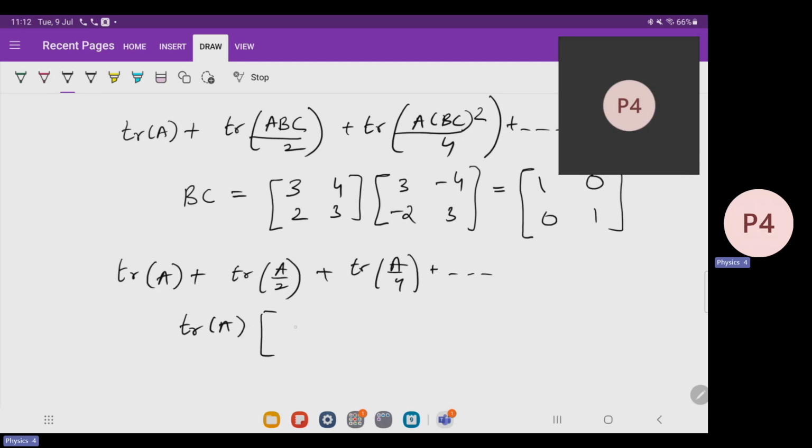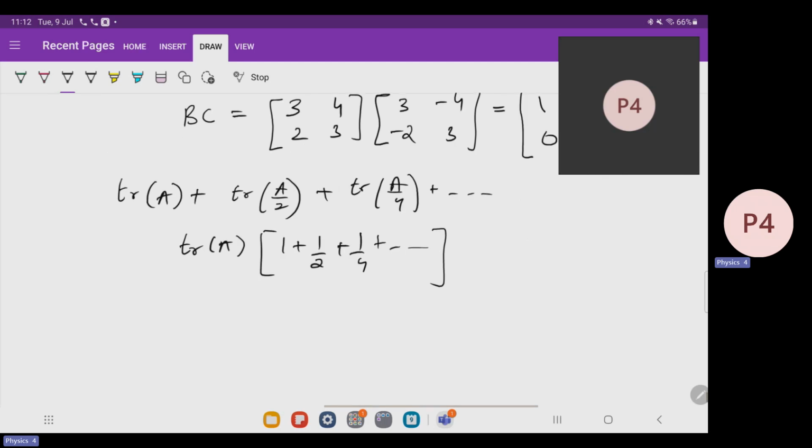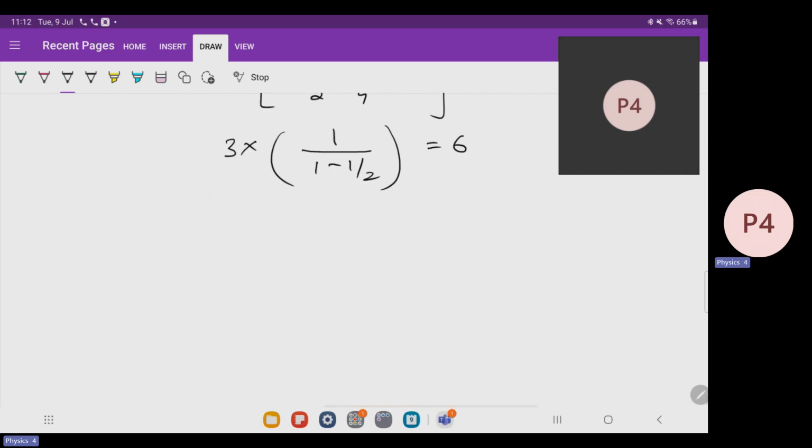If you take it common, this is 1 plus 1 by 2 plus 1 by 4. Now what is trace of A? Sum of principal diagonal, that is 3. This is an infinite GP, a upon 1 minus r. So 3 into 2, this will become 6. This was question number 45.